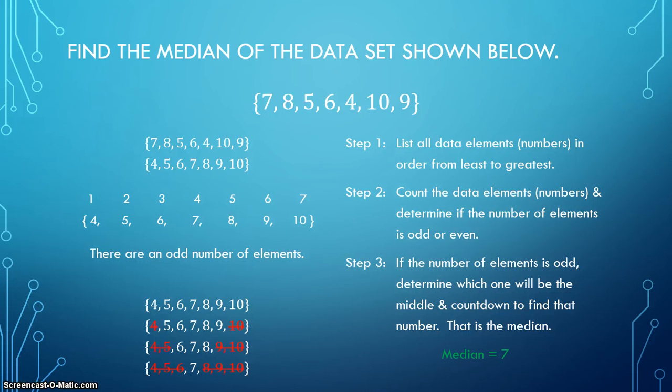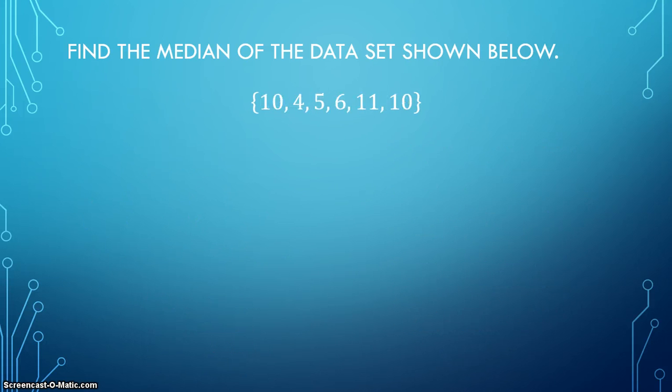Now, this was a great example of what to do when we have an odd number of numbers in our data set. So now what we're going to take a look at is this one right here, which is going to have an even number of numbers in our data set. Again, step number 1 is going to be the same. We're going to take our data set and order the numbers from least to greatest. So 4, 5, 6, 10, 10, 11 is the reordering of the set from least to greatest.